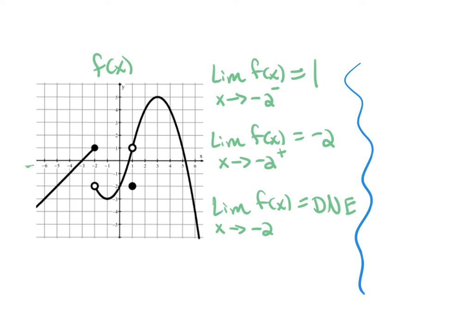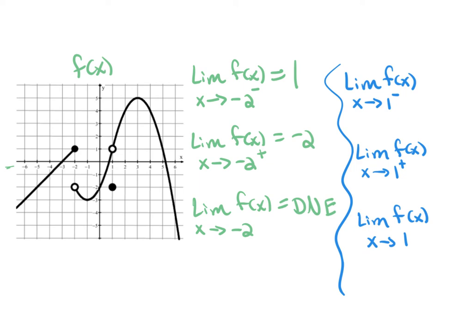All right, let's do 3 more. I'm going to write them down. Why don't you pause the video and then try them on your own. All right, so you should get, from the left it's approaching 1, from the right it's approaching 1, therefore as it's approaching 1, it equals 1.